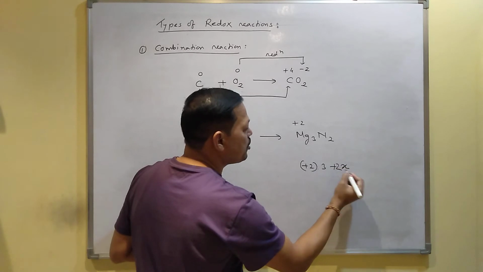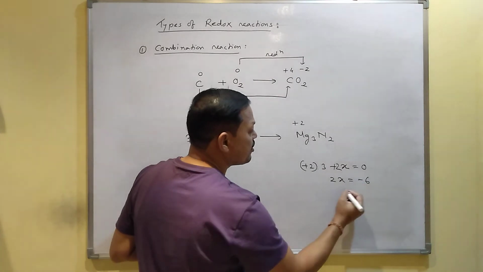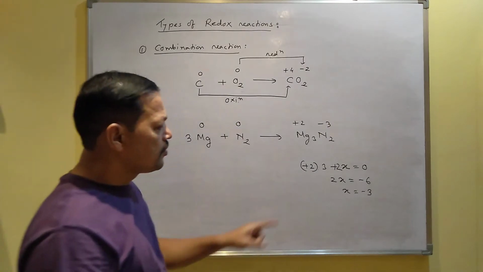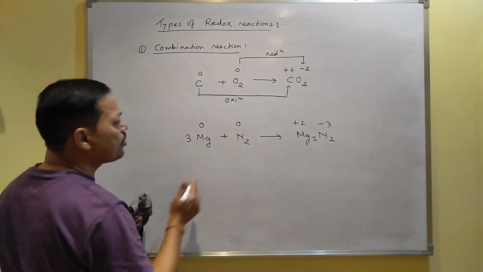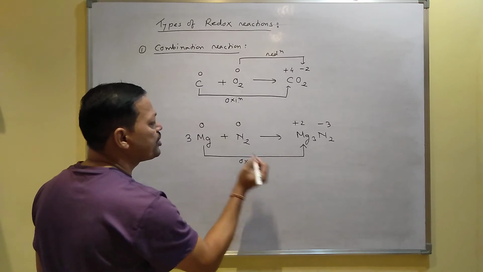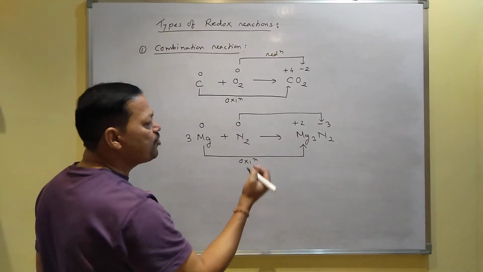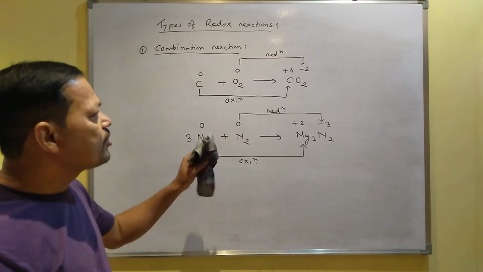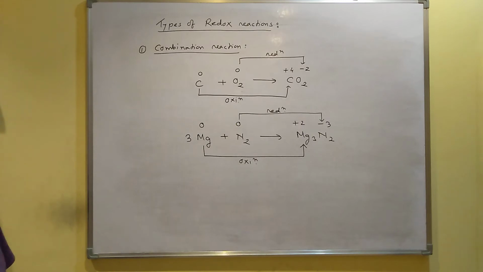There are two nitrogen, that's why twice X plus 6 equals 0. I mean twice X is equal to -6. So X equals -3. So here the charge of nitrogen is -3. In this way you can find out the charge. Now here magnesium 0 is converted to +2. I mean loss of electron takes place, oxidation. Nitrogen 0 is converted to -3, negative charge increases, I mean gain of electron, so nitrogen undergoes reduction. So this combination reaction is one example of redox reaction. So a combination reaction may be an example of redox reaction.